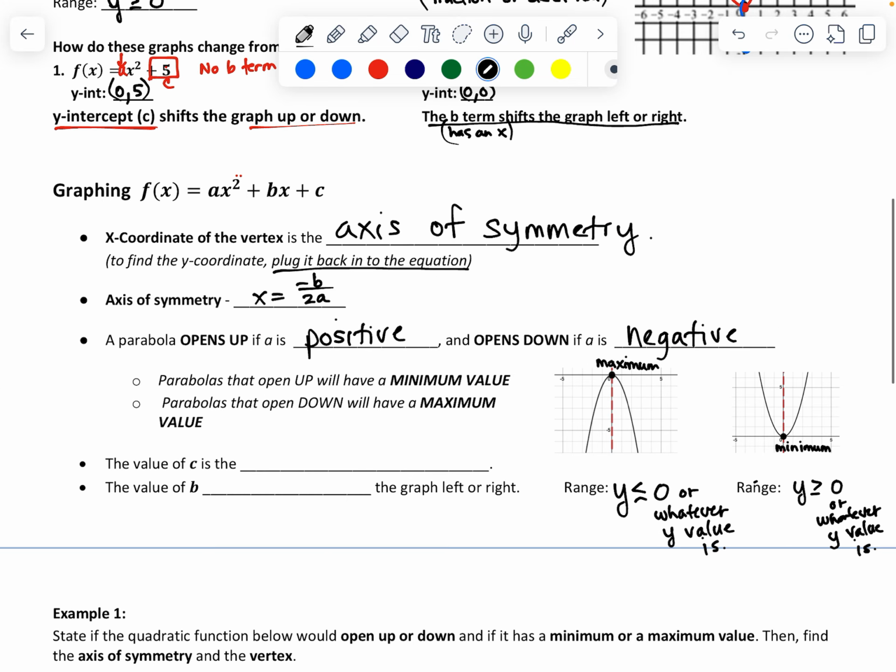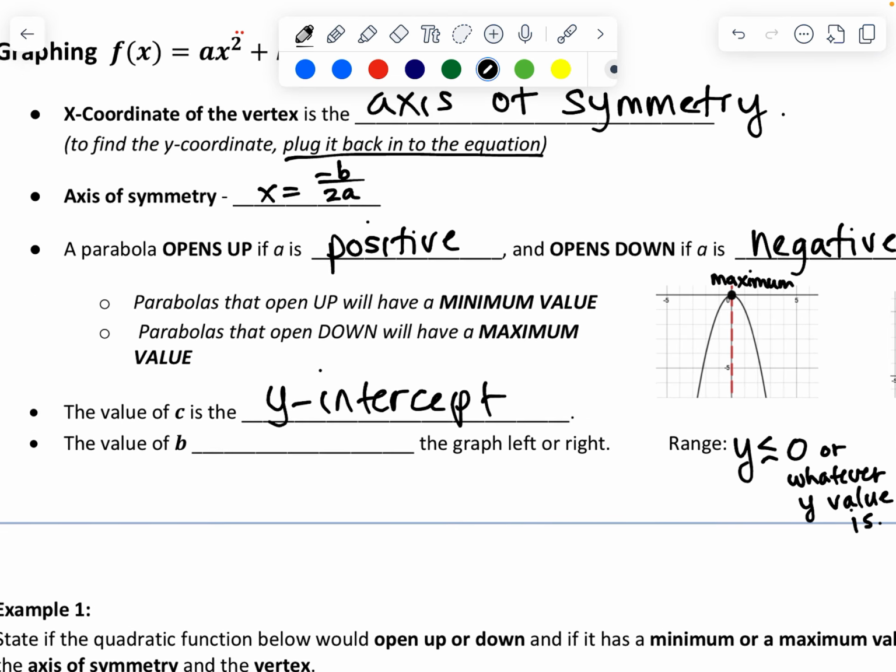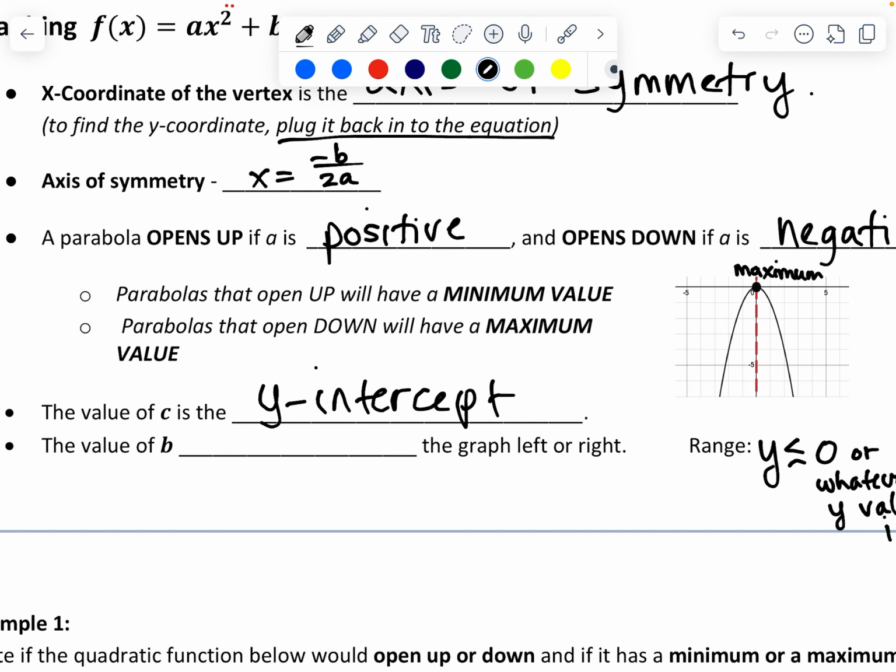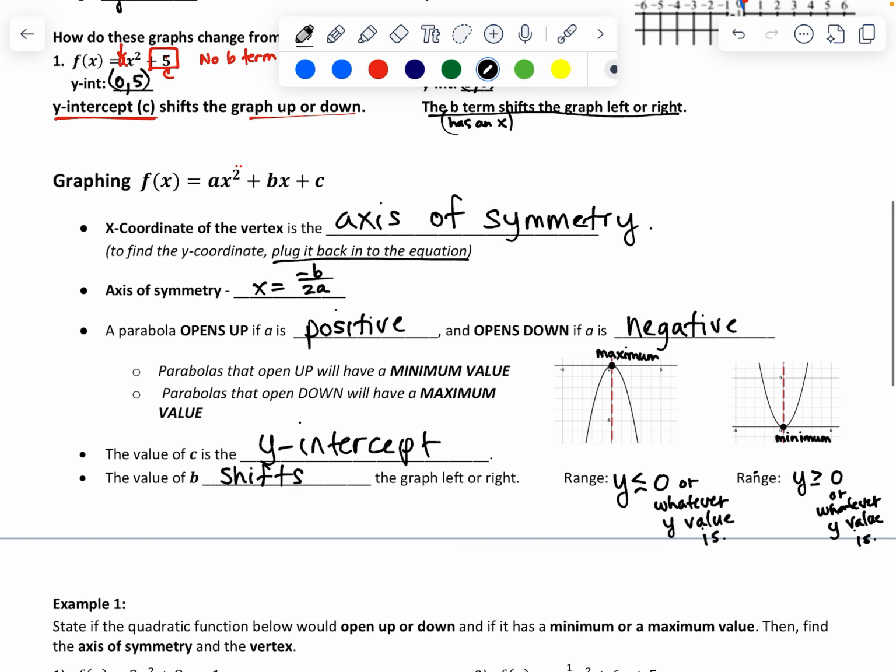Okay, the value of c is the y-intercept, and a lot of these are going to be repeated because it's really important to remember this vocabulary. And the value of b shifts the graph left or right. So that's some of the important vocabulary. Now we're going to put it into practice.